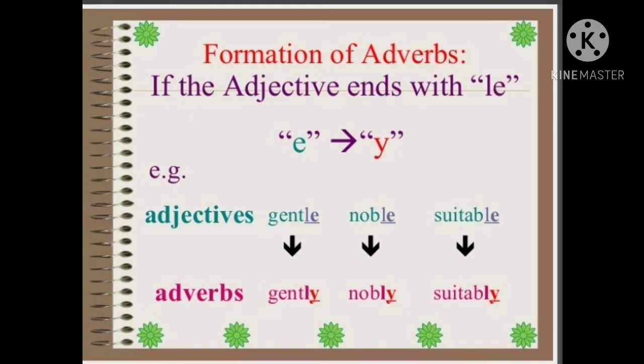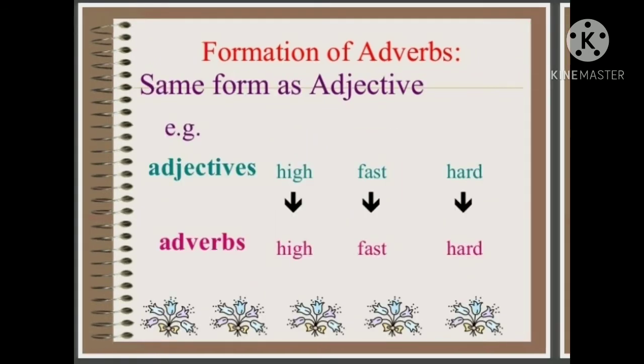Thirdly, if the adjective ends with le, then e changes to y. Example, gentle, gently, noble, nobly, suitable, suitably. Lastly, certain adverbs have got the same form as adjectives. Example, high, it will be high only. Fast, it will be fast. Hard, it will be hard only.